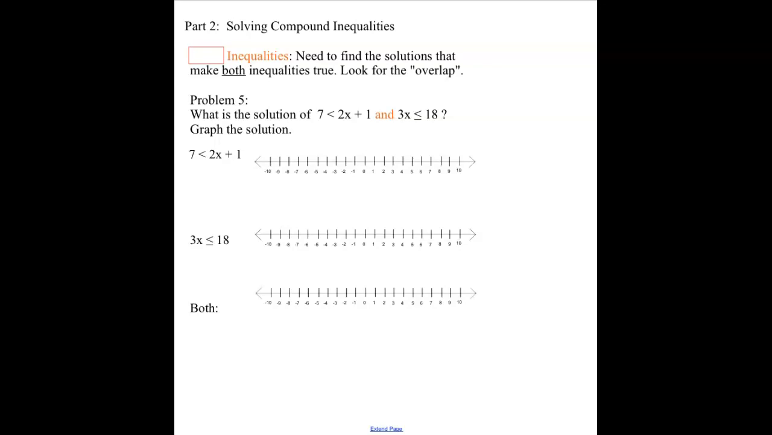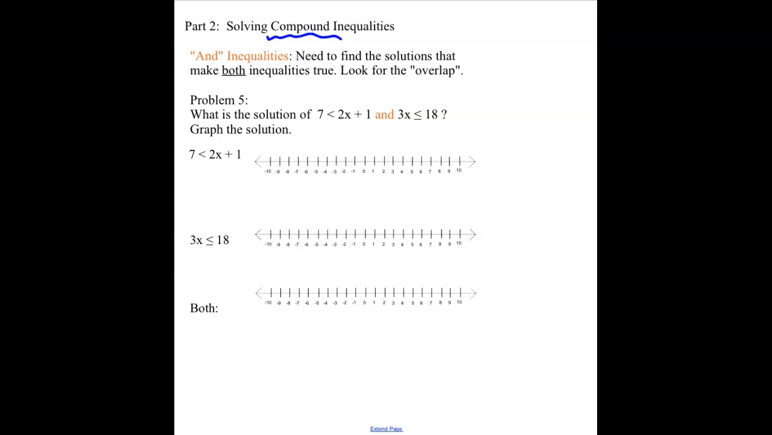We are looking at solving inequalities again, but this time they're what we call compound inequalities. And there are two types of compound inequalities. There's the "and" type and there's the "or" type. And it is important that you make that distinction between "and" and "or." For an "and" inequality, we need to find the solutions that make both inequalities true. So we are looking for where they overlap.